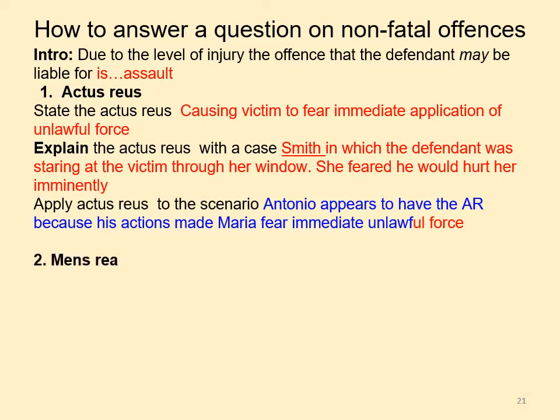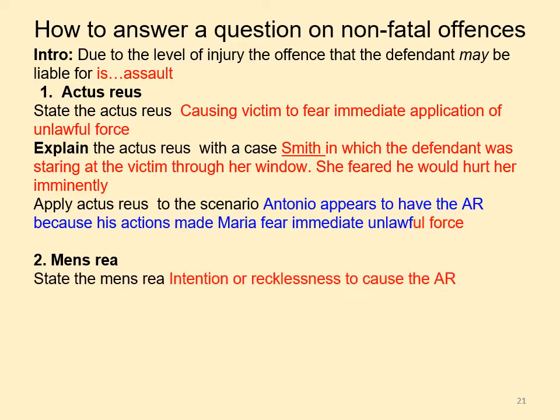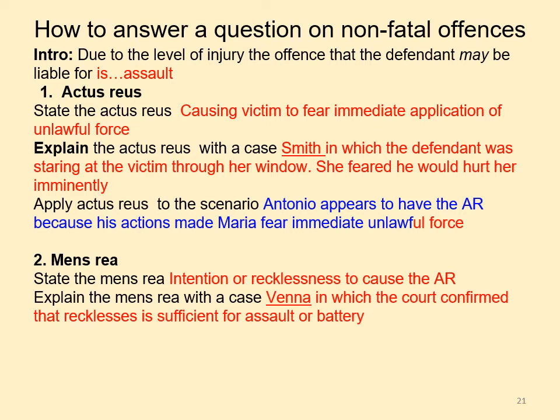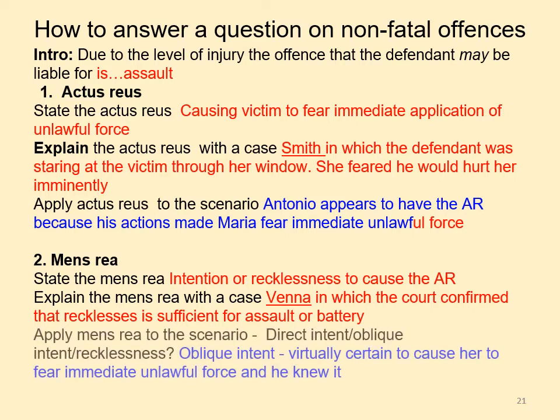So moving along to the mens rea. You've got to state it, intentional recklessness to cause the actus reus. Explain it with the case of Venner, in which the courts confirmed that recklessness is sufficient for assault or battery. And then apply. So thinking about, is it direct intent, oblique intent, is it recklessness? Now I've said, and feel free to disagree with me here, that Antonio had oblique intent because we know it wasn't his aim or purpose, so it couldn't be direct intent.